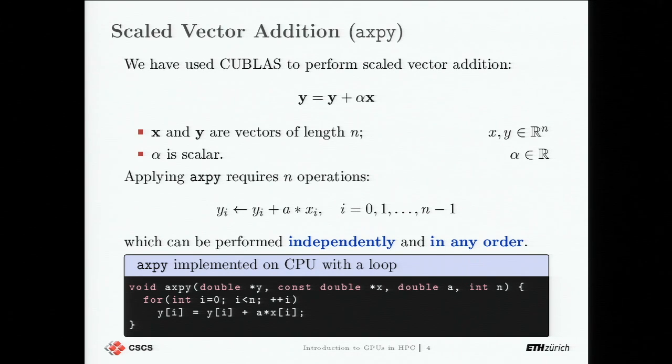We can break it up into n independent bits of work, and there's no need to synchronize or coordinate between threads to do this.